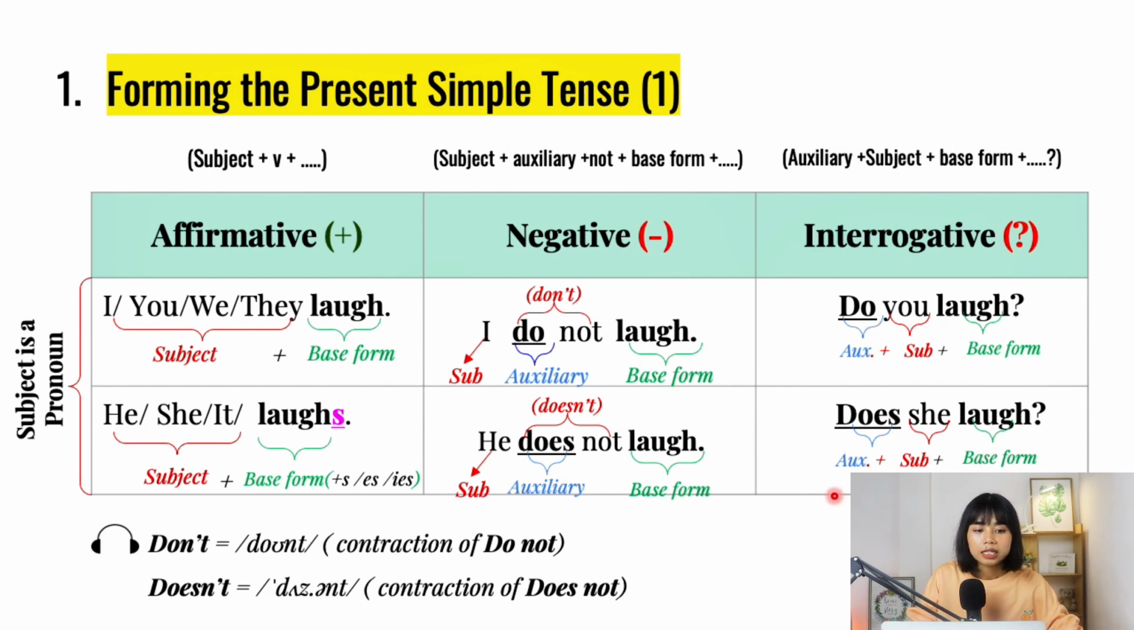Okay, when the subject is he, she, or it, we use the auxiliary verb does. So here's the example. Does she laugh? Okay, so one thing that you need to remember is that when writing the negative and the question forms, you need to use the base form in those sentences. Okay, we are done with the three forms when the subject is pronoun. So now, before we move on to the next bit, let's do a quick exercise.